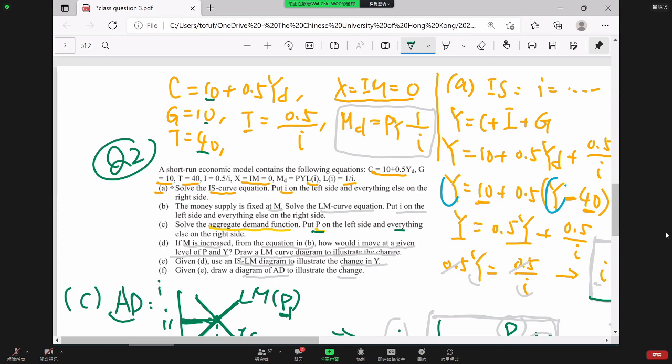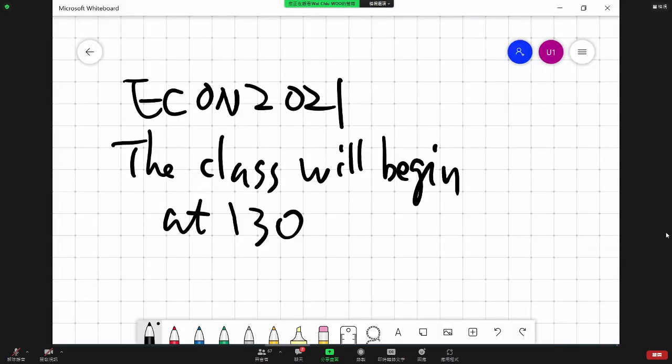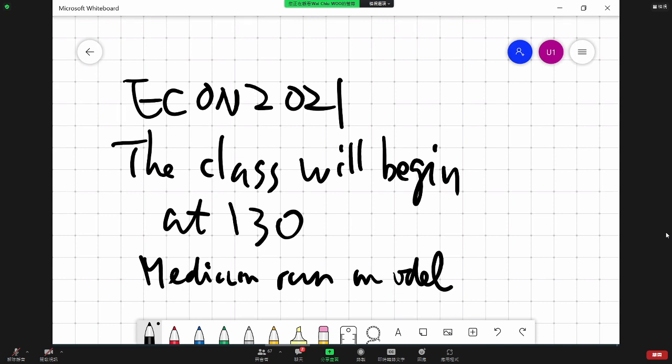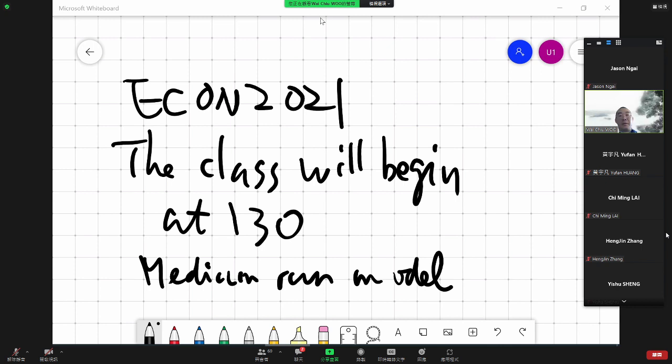Okay, so that I really finished the IS and LM model, and the next topic would then be the medium run model. But you see, we don't have sufficient time to talk much about the medium run model. So I would rather stop here. And next week we will really start from the very beginning of the medium run model. Okay, I stop here. So if you have a question, you can stay and ask your question. Otherwise, you can just leave.